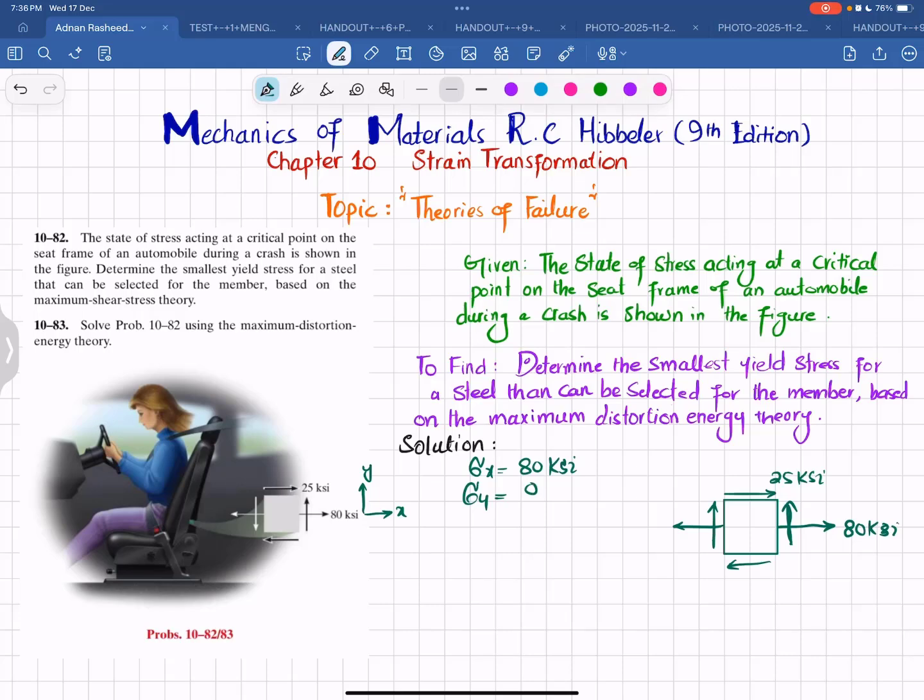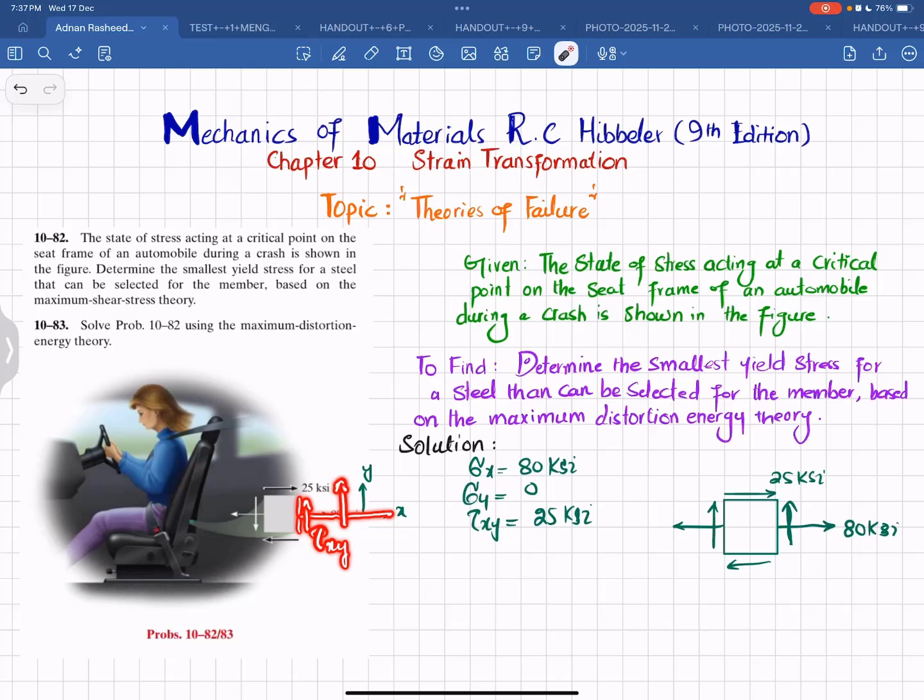Now we have another shear stress which we can write as tau xy, that is plus 25 ksi. How? You can see this x plane, which is perpendicular to the x-axis, and this shear stress is acting in the x plane, with y the direction in which the stress is applied, and it is in the positive direction, so it will be plus 25 ksi.